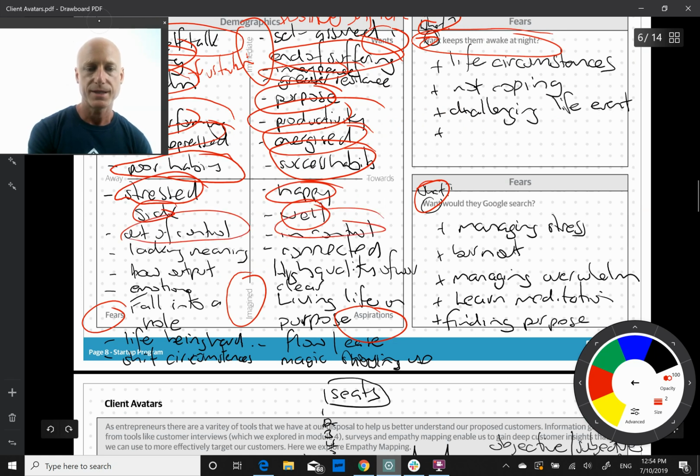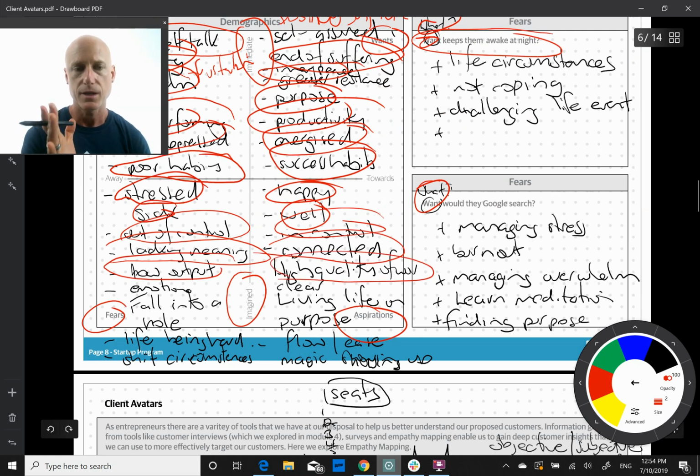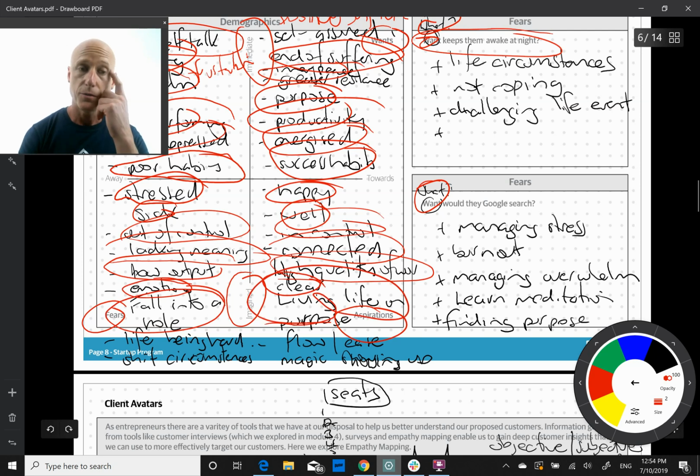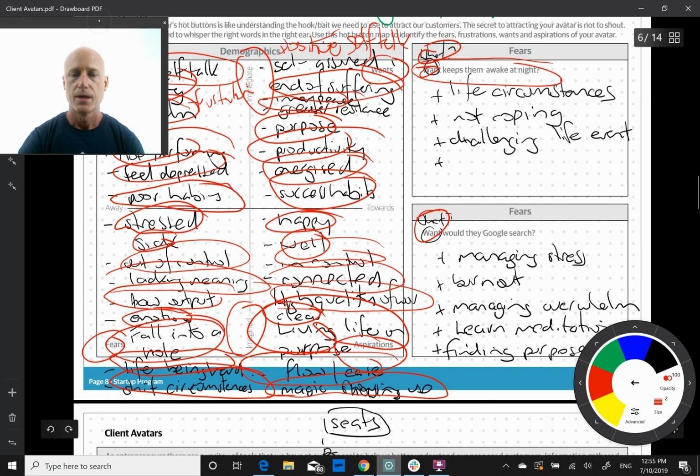They want to be in control. Like they're lacking meaning. They want to feel connected. They have low output. They want to have high quality and high output. They're emotional, but they want to be clear. They feel like they're falling into a hole, but the reality is they want to be living life on purpose. Life is hard, but they want to have flow and ease. They may have really crappy life circumstances, but they want the opportunity for magic to show up.